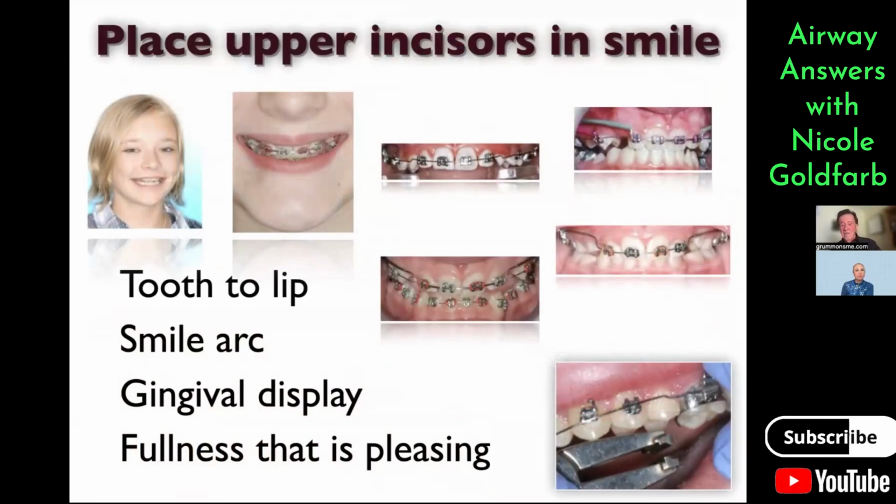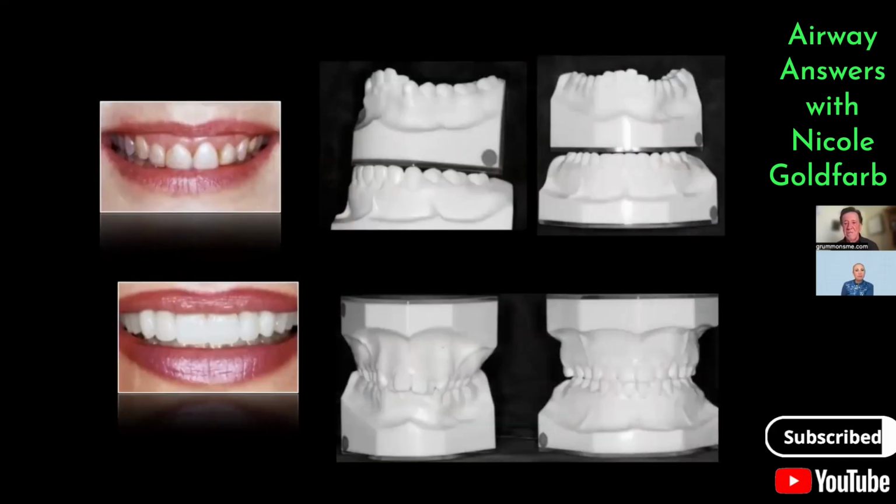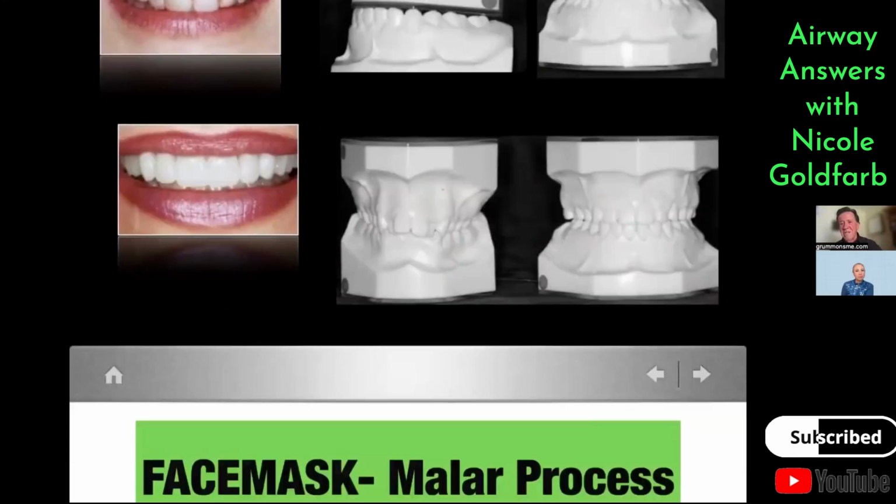And we're considering at the end, that smile is going to be pretty for life. If it's too long, we'll make it shorter. If it's too short, we'll make it optimal.